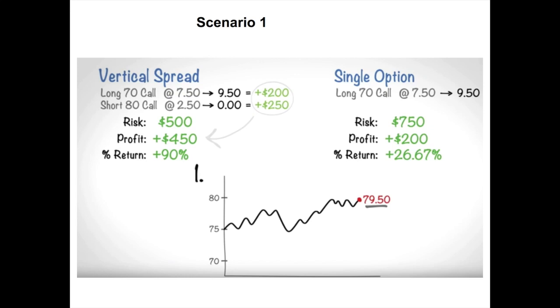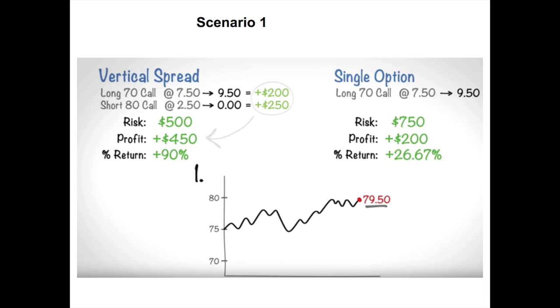So now let's imagine one scenario and compare the vertical spread to a single option, like a long 70 call. Let's say we bought the 70 call for $7.50, and now the stock price is trading at $79.50, the call is worth $9.50, which makes you have a $2 profit on each share. And since your option contract consists of 100 shares, that makes it $200.